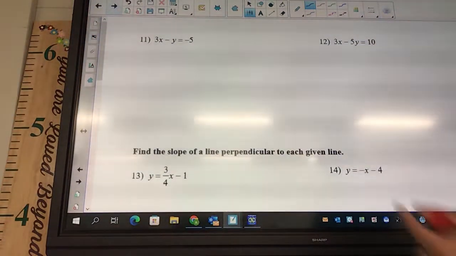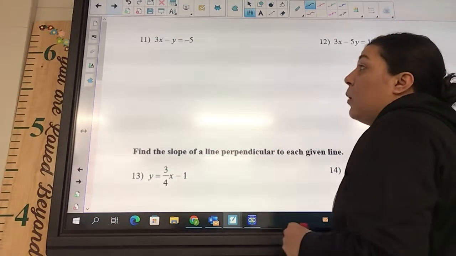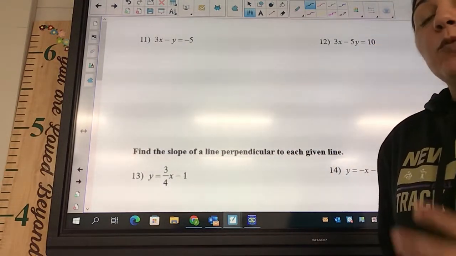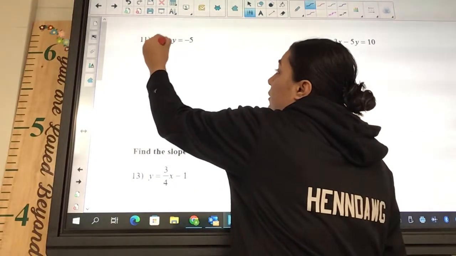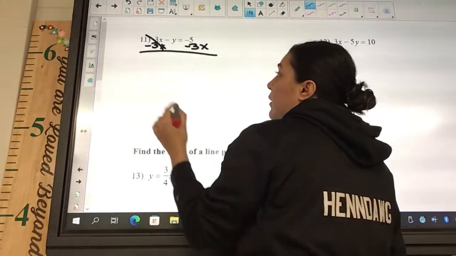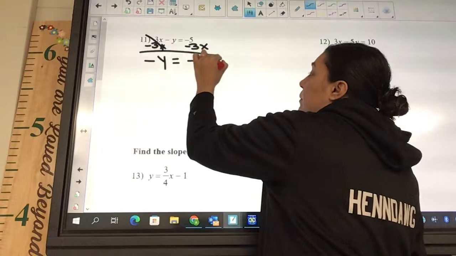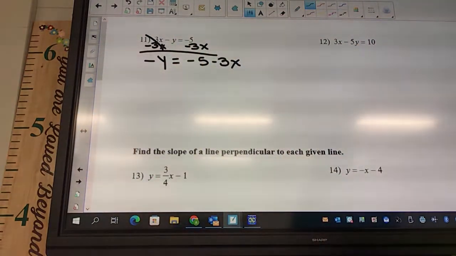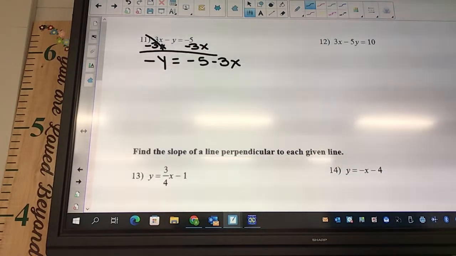Okay, 11, same thing, we're still working with parallel, so we're going to keep the slope the same, but we do need to get that y by itself first. Your very first move is always going to be to add or subtract the x's. In this case, you're going to subtract -3x, and you got negative y equals -5 minus 3x. We just took this and wrote it in a straight line. But we need y equals, not negative y equals.